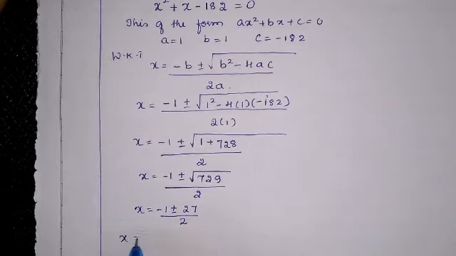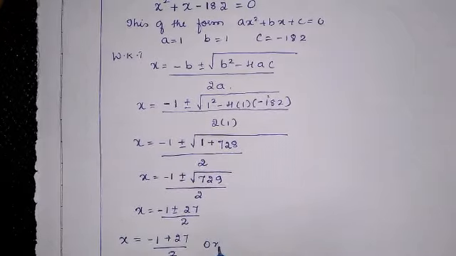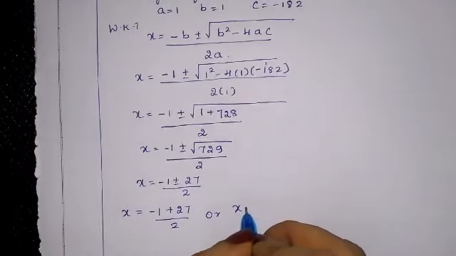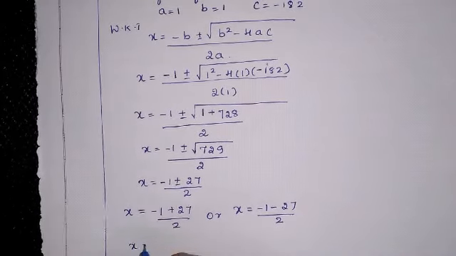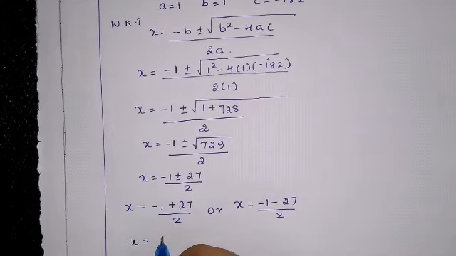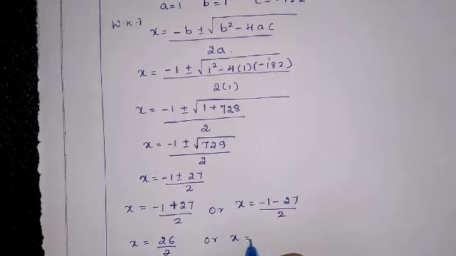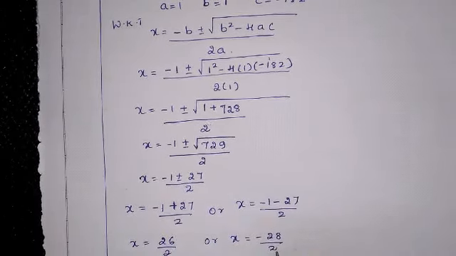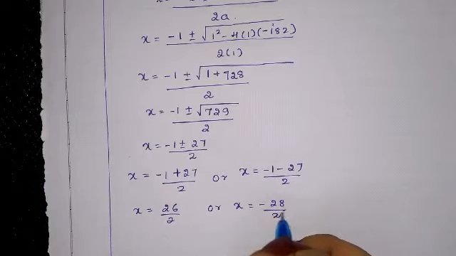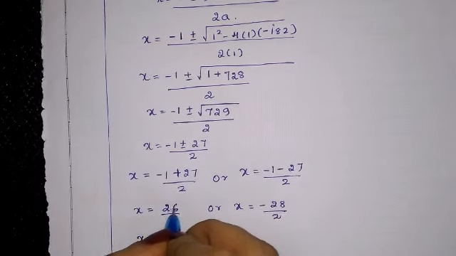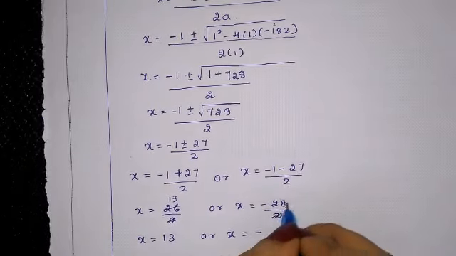So x is equal to minus 1 plus 27 by 2, or x is equal to minus 1 minus 27 by 2. So x is equal to 26 by 2, or x is equal to minus 28 by 2. Here in the question they have said positive integer, so we will neglect the negative one. x is equal to 13, or x is equal to minus 14.